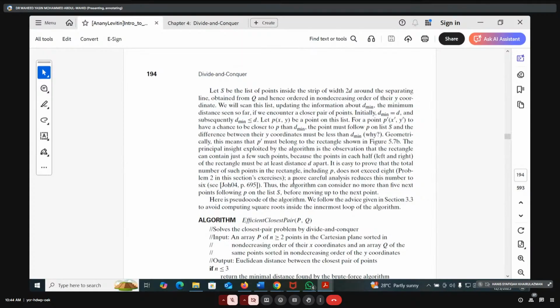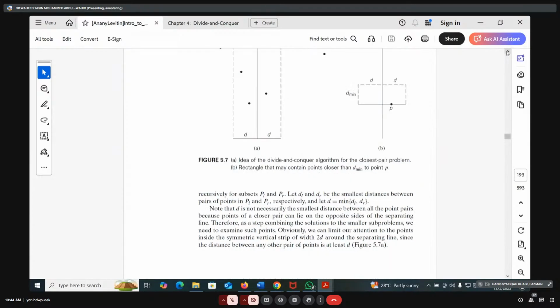This is in problem 2. We will find how it does not exceed these 8 points. In this section, a more careful analysis reduces the number to 6. So here we have some sources that said 8, some where they said 7, and some they said 6. So what does it mean?